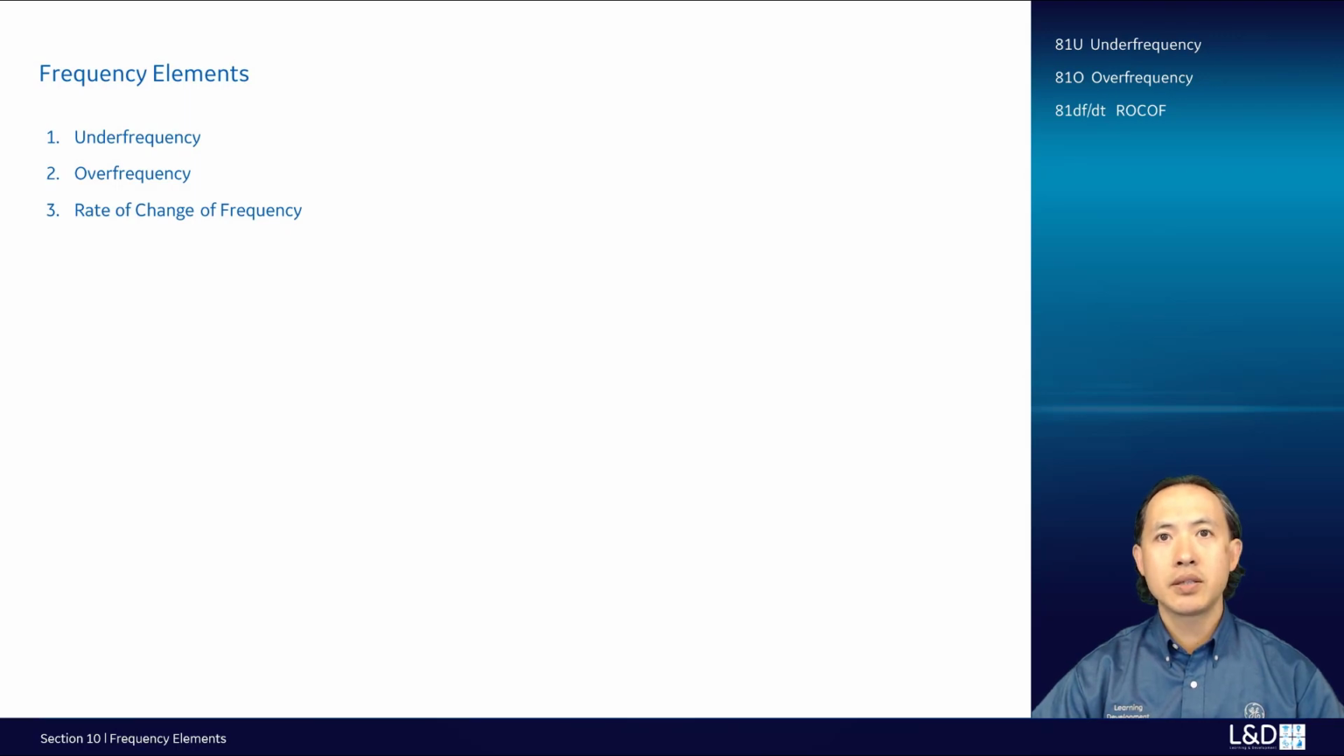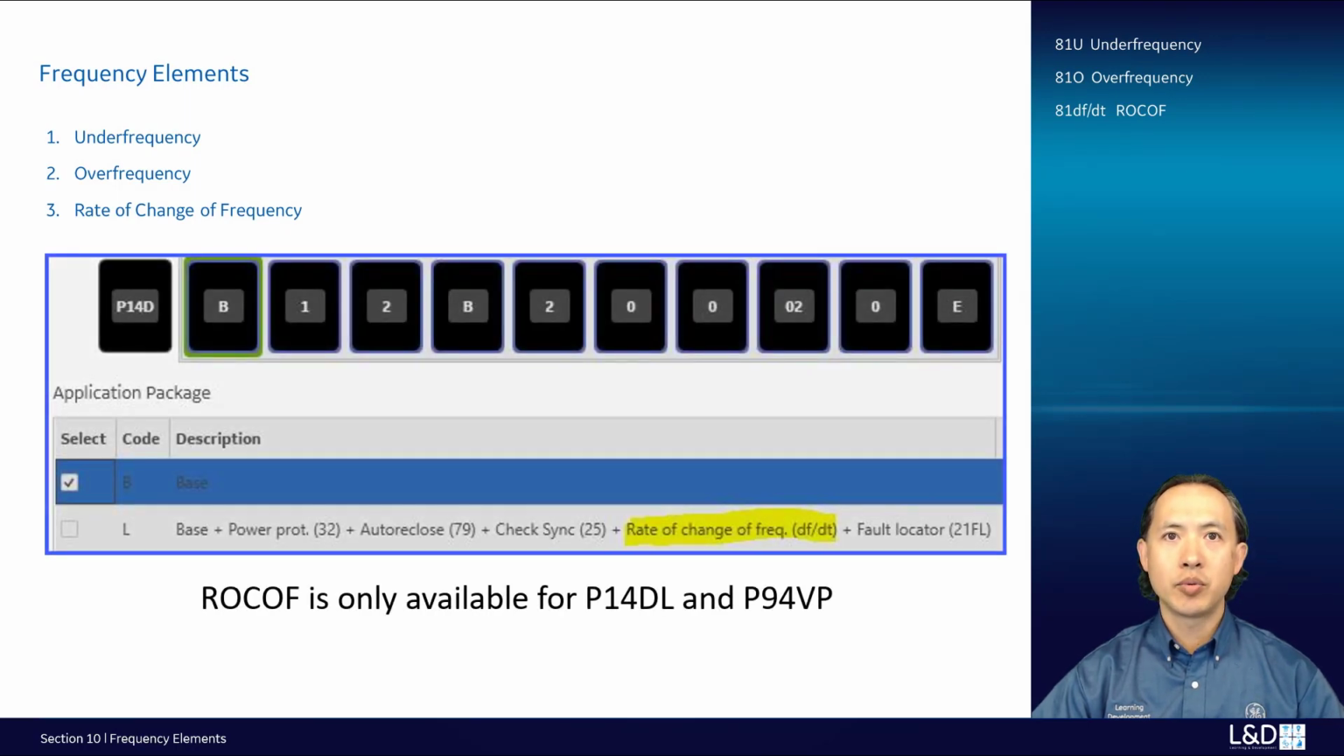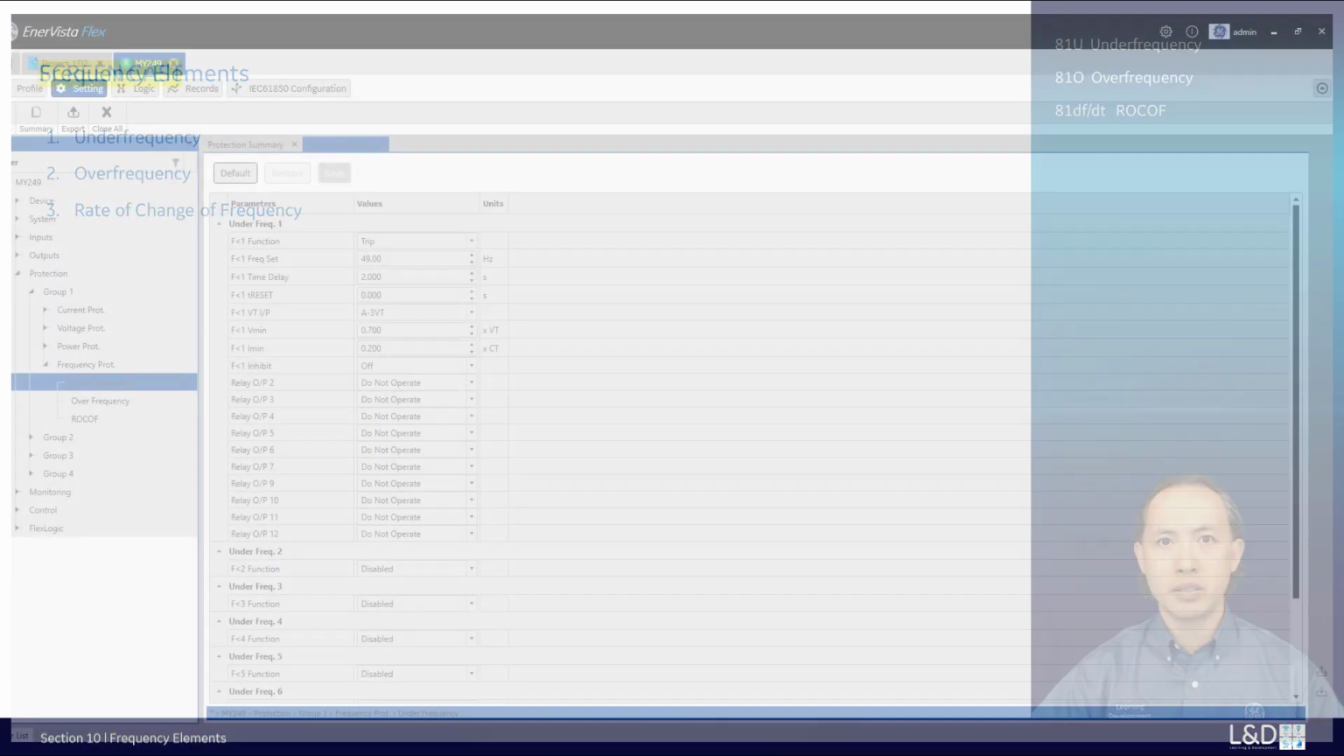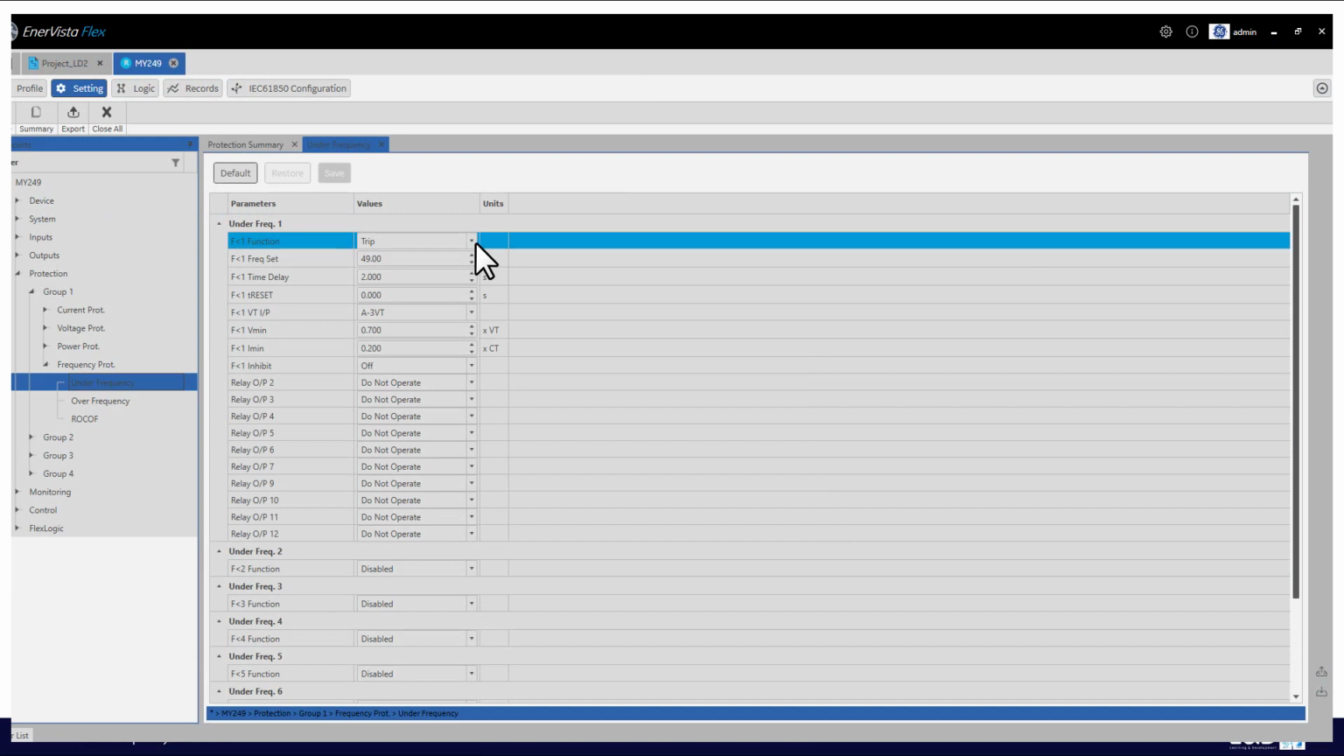ROCOF. These elements can be used for load shedding to balance the generation and the load. Each element has 9 levels of protection. ROCOF is only available for the P14DL Cortex order-code IED. The under frequency function can be set to trip, alarm, latched alarm, and configurable, same as the overcurrent element.